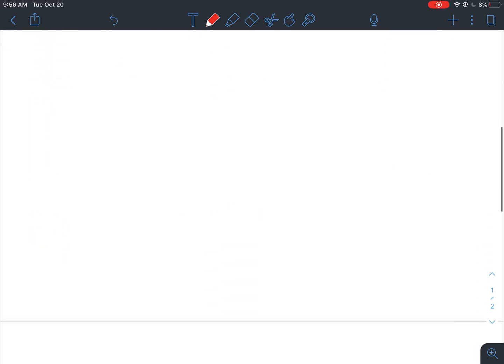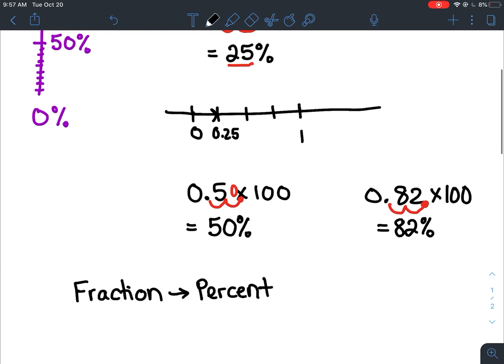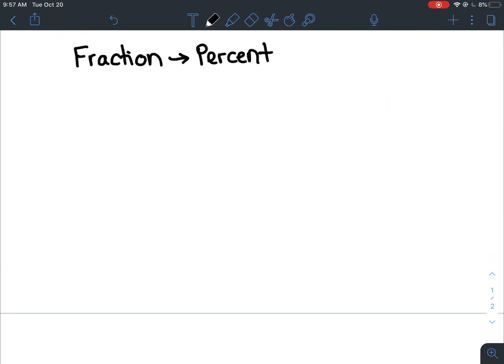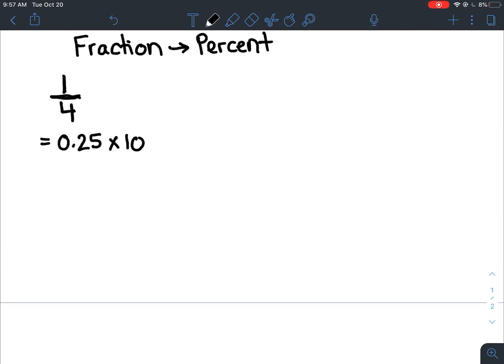Okay, what if we wanted to put a fraction as a percent? We already know how to do a decimal to a percent. So let's put a fraction to a decimal and then make it a percent. If I had the fraction 1 over 4, I can turn that into a decimal by dividing, 1 divided by 4, which is 0.25. And if I wanted to convert that to a percent, I just multiply it by 100, giving me 25%.